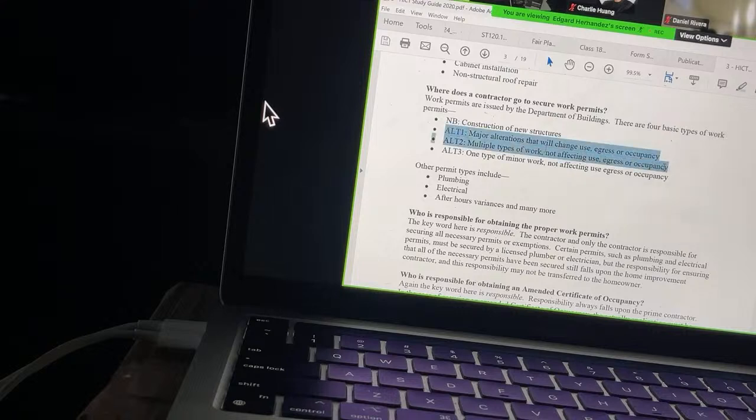I have a question. What is ALT3 and why do I need to get a plumber and electrician? How to get them? Say that again?